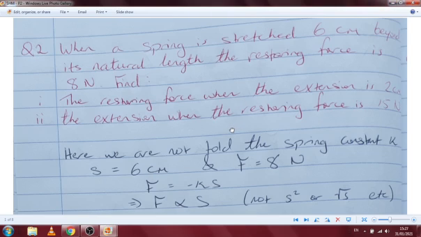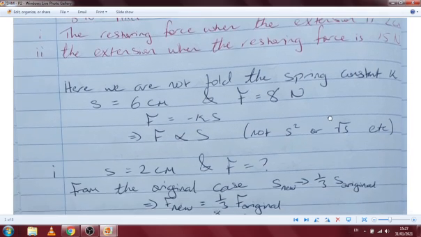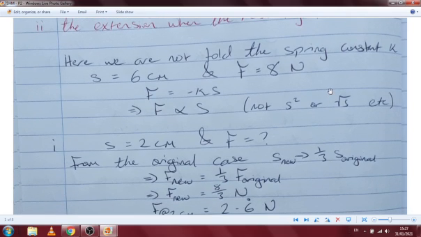It tells us when a spring is stretched 6 centimeters beyond its natural length, the restoring force is 8 newtons. Find, first off, the restoring force when the extension is 2 centimeters, and secondly, the extension when the restoring force is 15 newtons. I actually did this one an unusual way. It still worked, but it wasn't kind of the right thing, but it does show the value of this proportional relationship. So for the first part, I just looked at one in compared to the other.